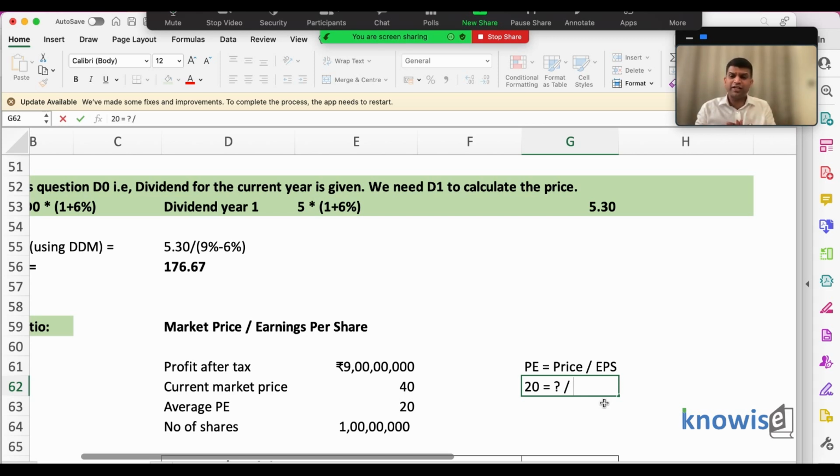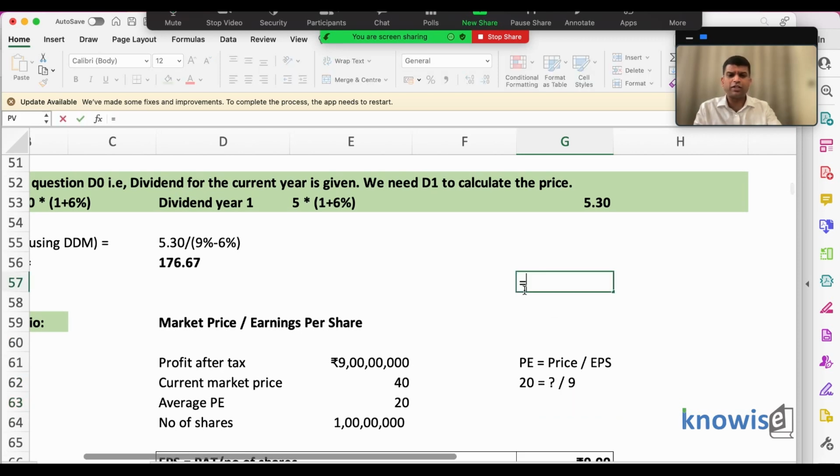What is earning per share here? They have not given that information directly, whereas they have given information on profit after tax and number of shares. Profit after tax is 9 crores, and number of shares is 1 crore. So that means earning per share is rupees 9, isn't it? So how did we solve this? Earning per share is equal to profit after tax, 9 crore, divided by number of shares outstanding, 1 crore. My earning per share is 9.